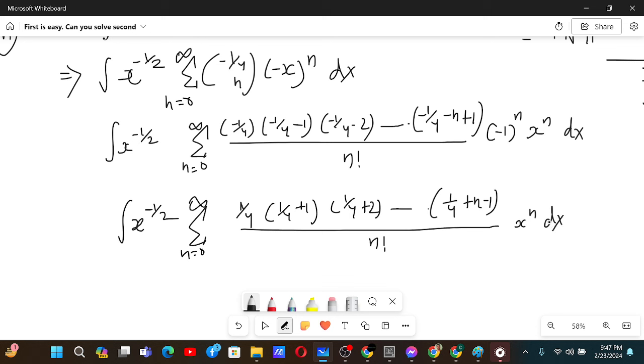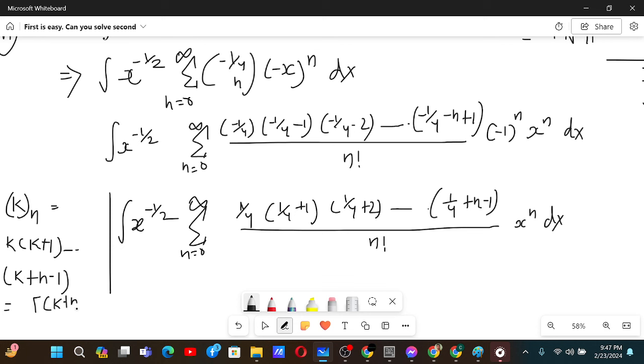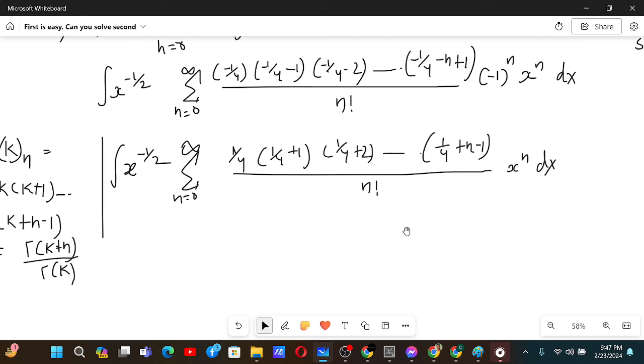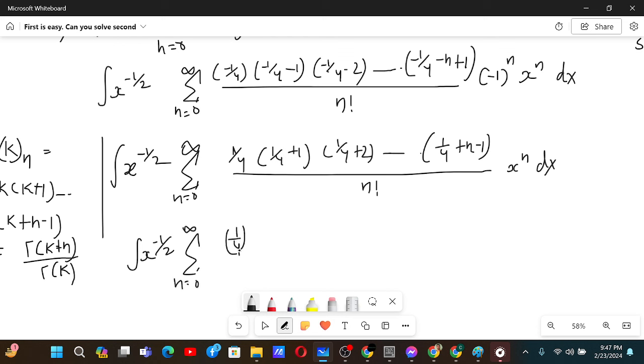Now we define something known as the rising factorial. Basically, k sub n is known as the rising factorial symbol, and this is k, k plus 1, this product up to k plus n minus 1. Basically, you can say this is gamma of k plus n by gamma of k. So now using the rising factorial symbol, we can write this as the sum from n equals 0 to infinity of (1 by 4) sub n, divided by n factorial, x to the power n dx. Now we can interchange sum and integral.